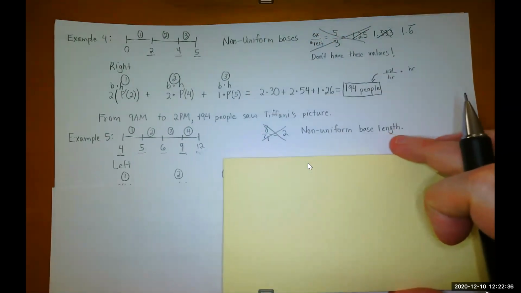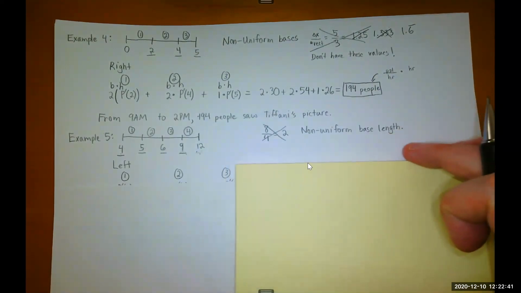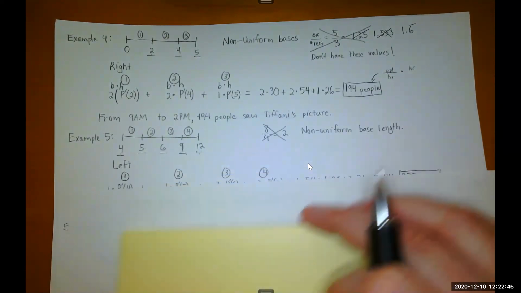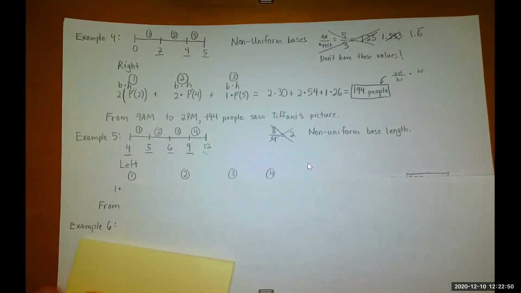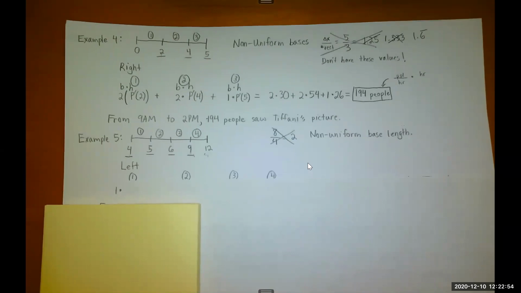So each rectangle has a base and a height. So again, that first rectangle is going from 4 to 5. That means the base is 1.